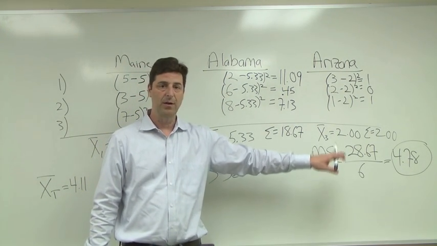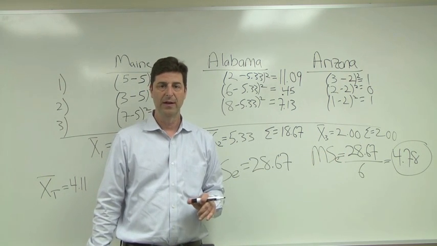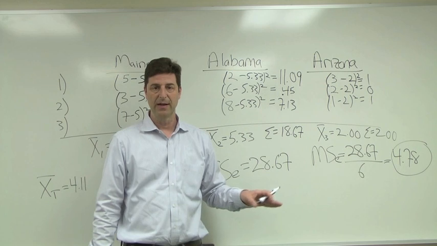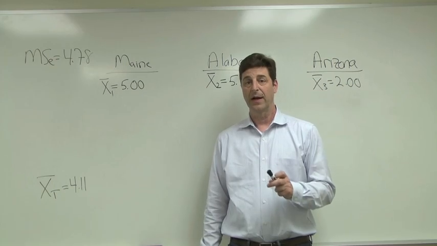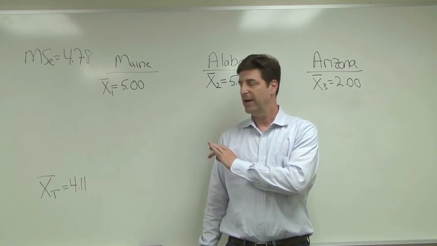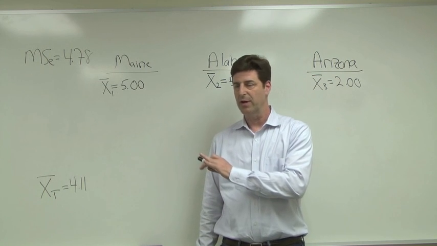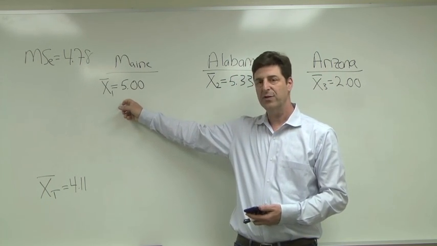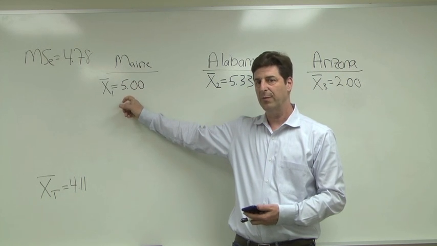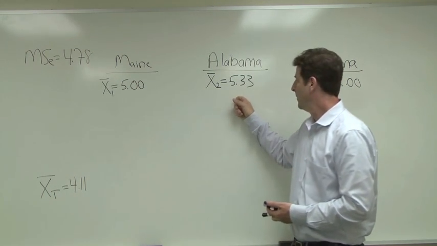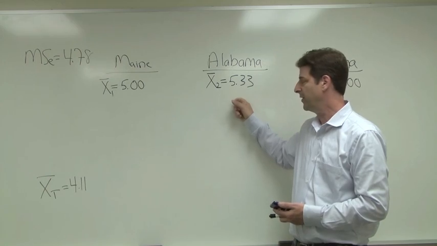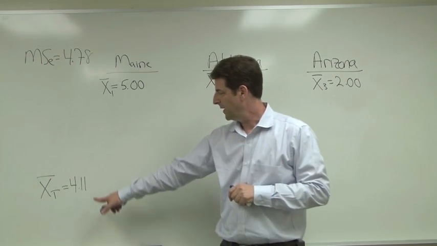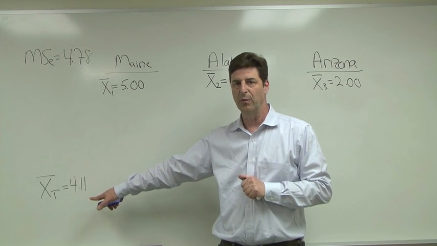And now we're going to go through the whole process of how you calculate a sum of squares between groups and then convert that into an MSB. Okay, so now I've rearranged the board a little bit, took away the raw scores, and we have the mean for group 1, the Maine group, 5.00, mean for the Alabama group, 5.33, mean for the Arizona group, 2.00, and the grand mean over here, 4.11.